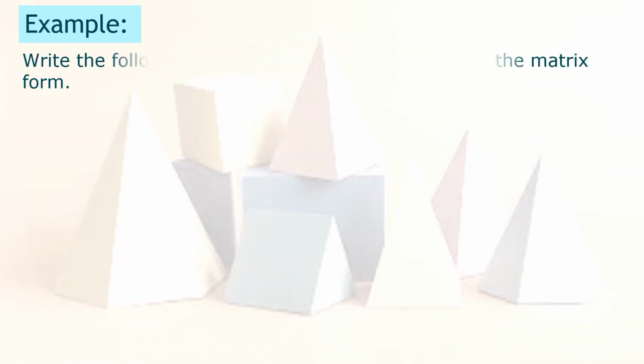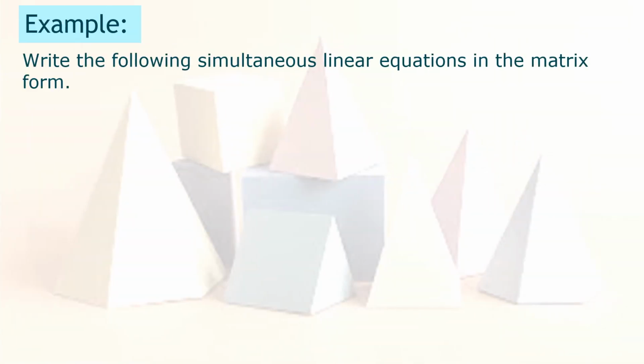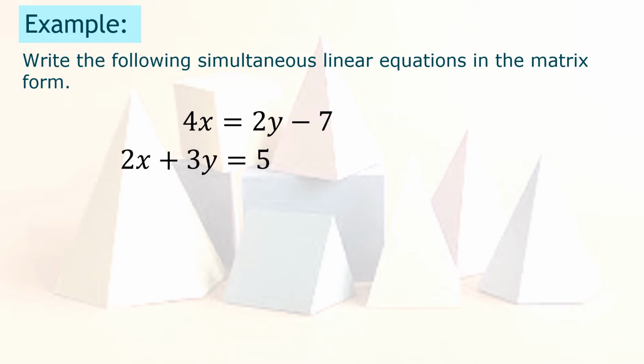So let us have an example. Let us write the following simultaneous linear equations in the matrix form. If we have 4x = 2y - 7 and 2x + 3y = 5, the first step is to rewrite 4x = 2y - 7 as 4x - 2y = -7. So all we need to do is transpose all the variables to the left side of the equation.